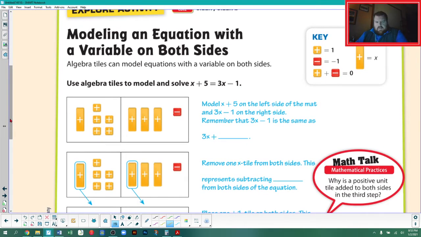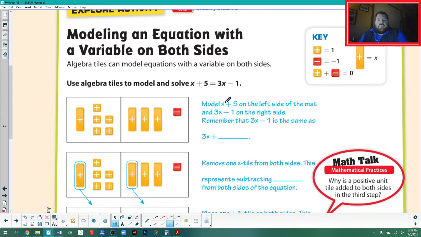So in this first example, we're trying to solve x plus 5 equals 3x minus 1. We're trying to find what x has to be. And we use various algebra tiles, typically the yellow-orangish meaning a positive and the red being a negative. The vertical bars are our x's and our individual pieces are our units. The main idea is that a positive and a negative cancel each other out.